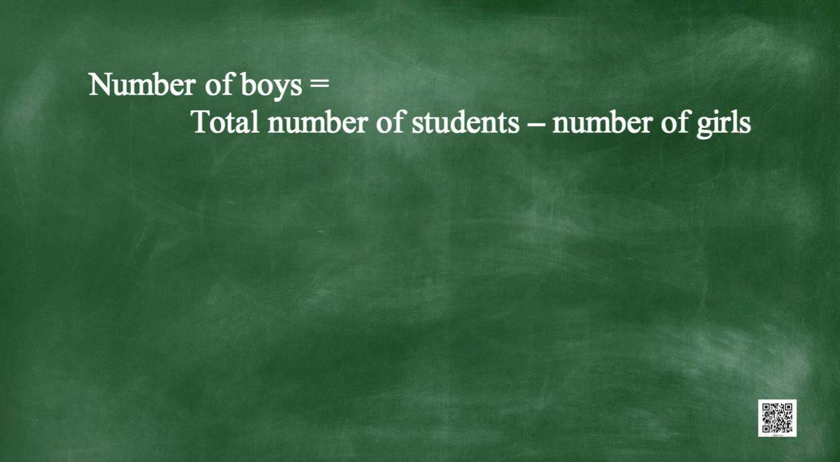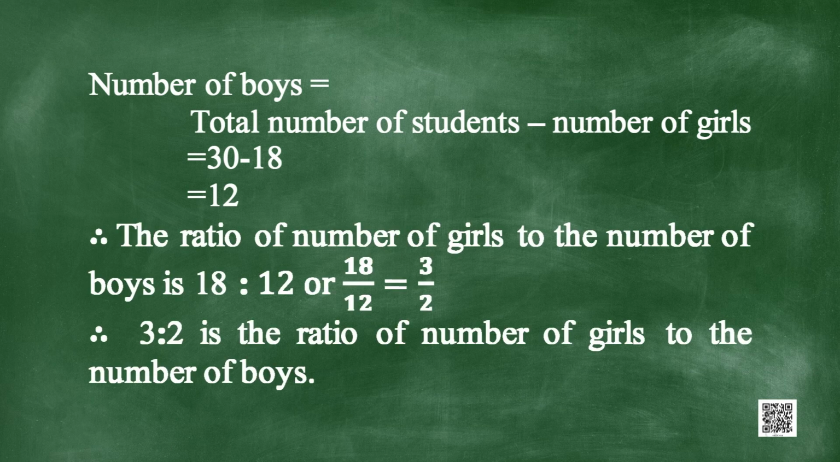So we have considered the total number of students to be x and we found that x is equal to 30. So therefore, the number of students is equal to 30. If girls are 18 in number, then the number of boys will be 30 minus 18, which is equal to 12. So therefore, there are 18 girls and 12 boys in the class.